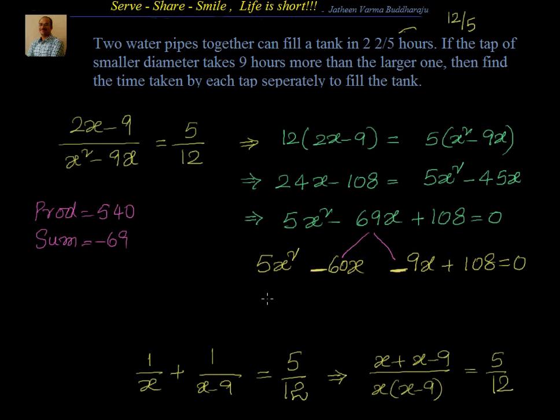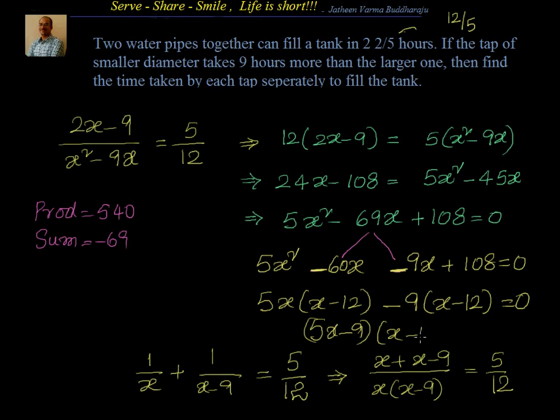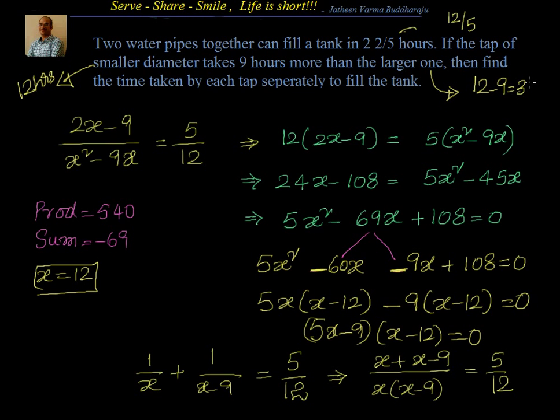Now if I take 5x common, I will have 5x into x minus 12 minus 9 into x minus 12 equal to 0. If I simplify, I will have 5x minus 9 into x minus 12 equal to 0, which will give me x equal to 12. X equal to 12 means that the smaller pipe takes 12 hours. If the smaller pipe takes 12 hours, then the larger one will take only 12 minus 9, 3 hours.